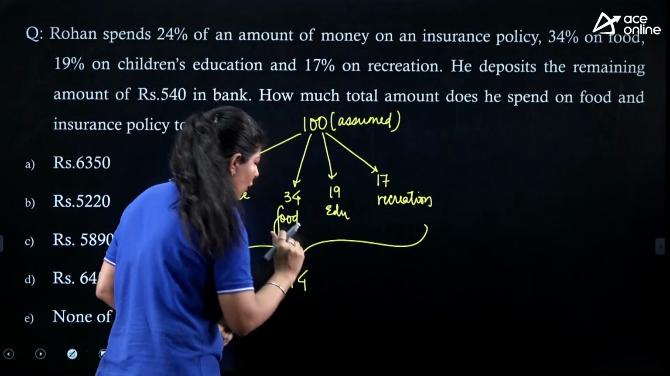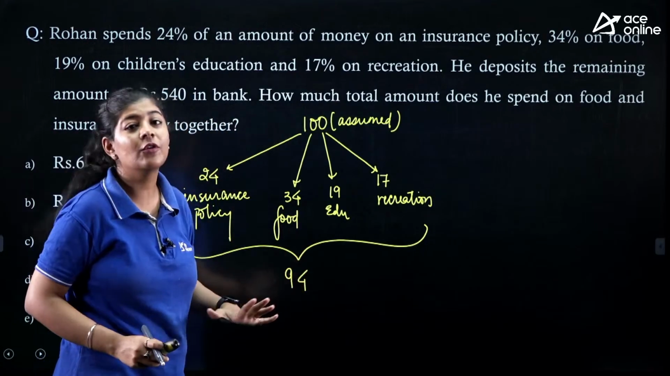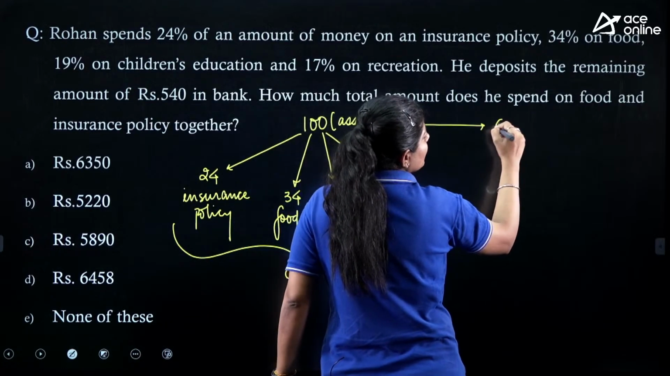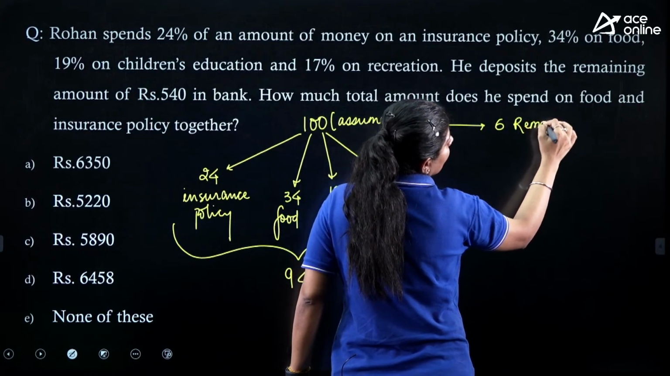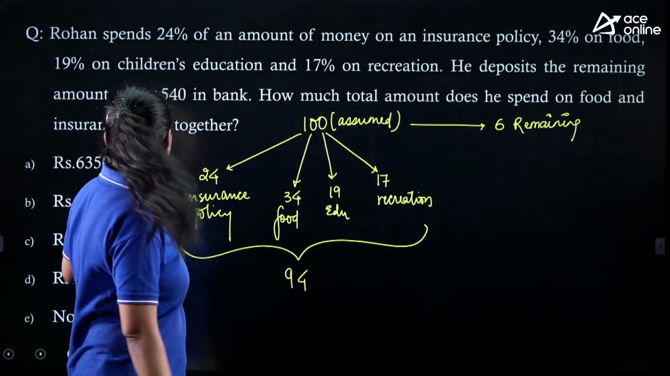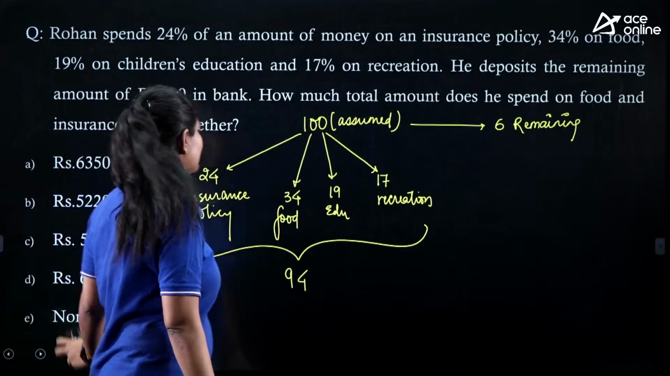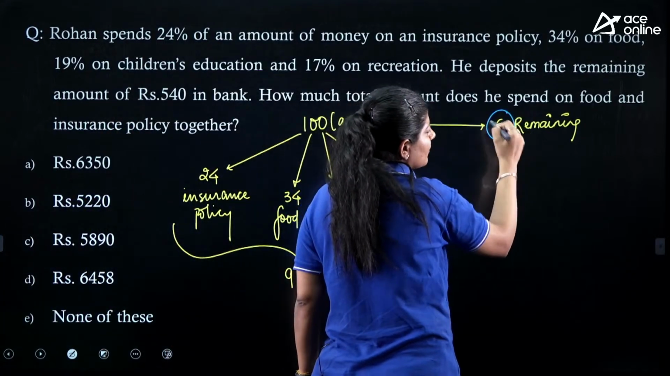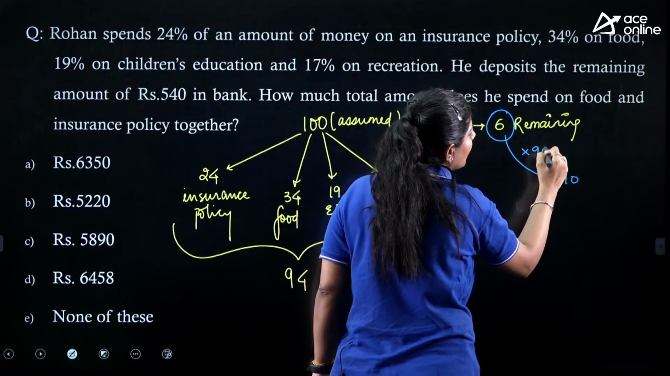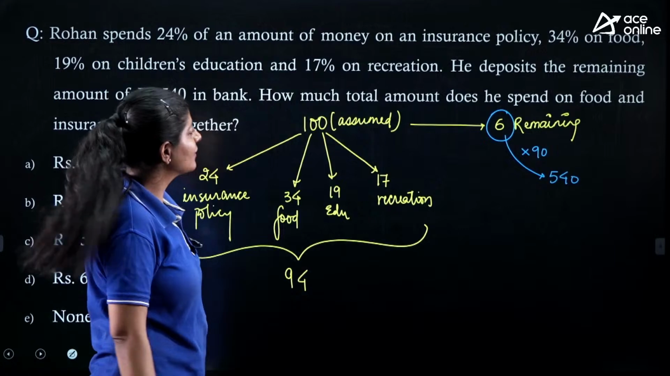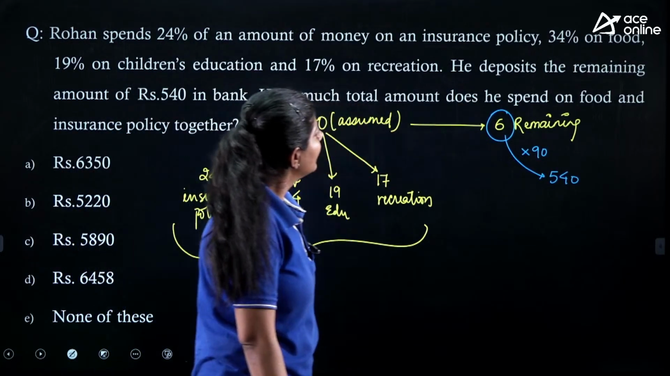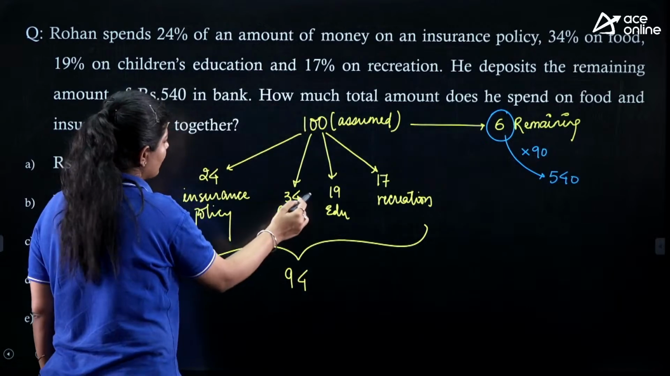So Rohan spent 94 rupees out of 100. He is still left with 6 rupees. 6 is nothing but the remaining amount that he deposited in the bank. But according to the question, this is not 6 rupees, it is equal to 540 rupees. That means it is a multiple of 90. It is a multiple of 90, and we need to find out how much amount he spent on food and insurance policy together.